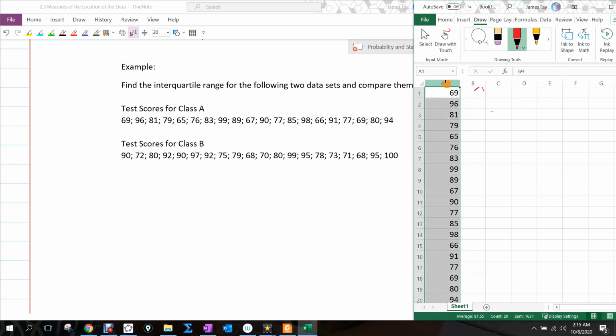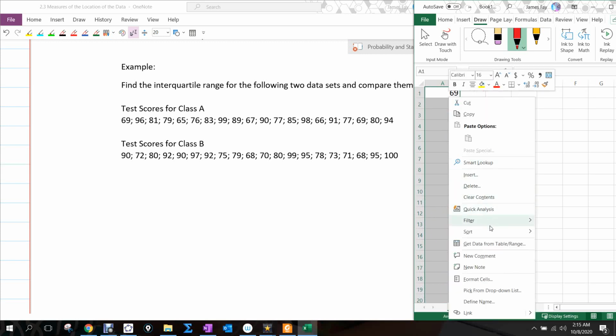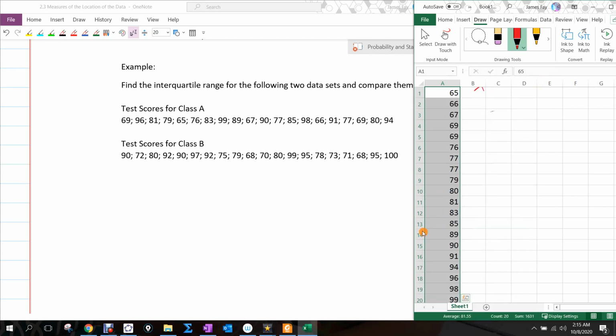So again, I just want to sort these. I'm going to click on column A, or just drag and highlight the numbers I want to sort. I right click, come down to sort, smallest to largest. Okay. So we've got 20 pieces of data. If I look at these two right there, that means I'm going to have 1, 2, 3, 4, 5, 6, 7, 8, 9 above. And down here, I've got 1, 2, 3, 4, 5, 6, 7, 8, 9 below.